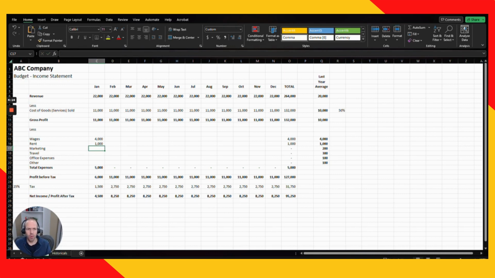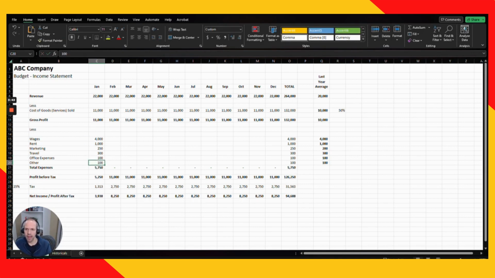On the marketing side, we spent $200 a month last year. And we want to step up the marketing a little bit to drive that extra revenue. So for this, we're going to spend on average $250 a month versus the average for last year of $200. Travel, let's say that's just about the same as last year, no difference. Office expenses was 100 last year, no reason to see that change. And then other was 100 last year as well.